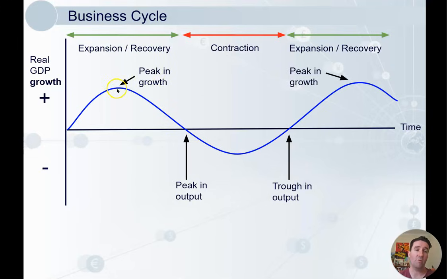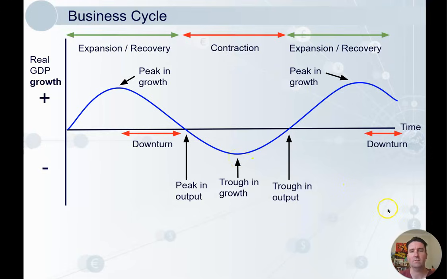So the peak in growth, this is the highest growth rate. It's the highest growth rate. A downturn, we've got growth, but it's falling growth, right? So that counts as a downturn from our definitions before. And this is going to be our trough in growth. So it's the biggest negative there, right? The lowest growth, biggest negative, however you want to phrase that.